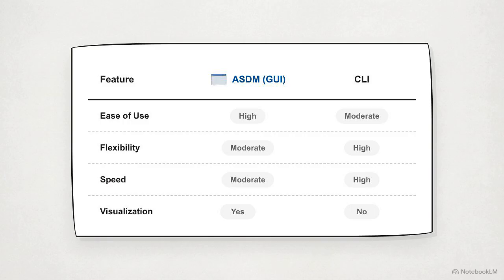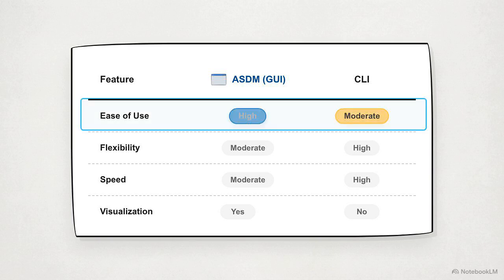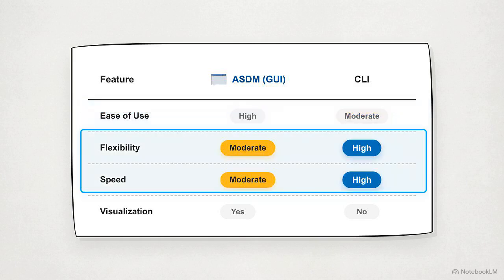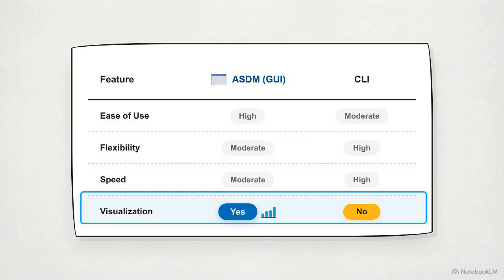This matrix compares ASDM and CLI. For ease of use, ASDM is better for beginners. For flexibility and speed, the CLI dominates, allowing faster, customized scripting. But under visualization, ASDM uniquely renders traffic flows into visual charts.